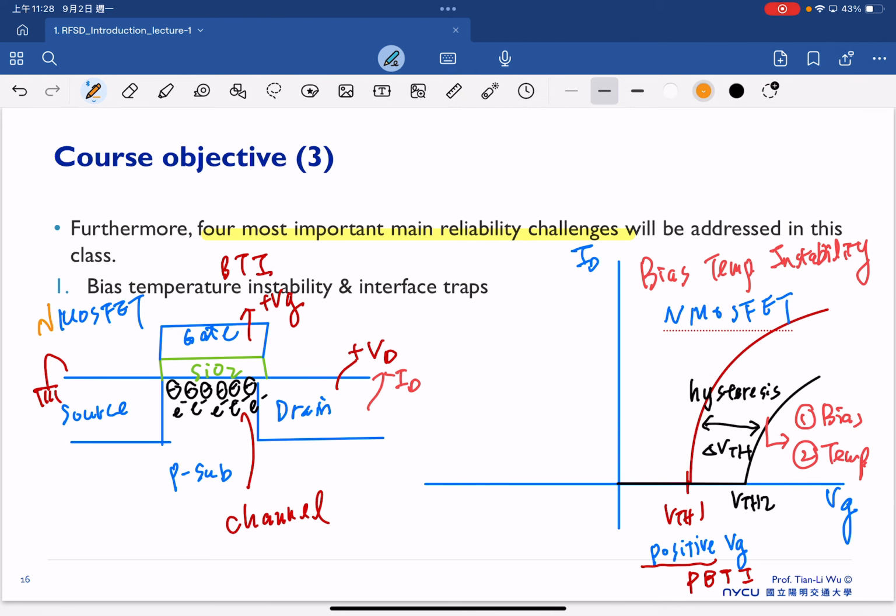So the N means the carriers in the channel are electrons. That's why we call this an N MOSFET. In the N MOSFET, the majority carrier is electron. The reason we induce the current is the electron. So you can see it's because of all these electrons that we have the current here. That's why we call this an N MOSFET.